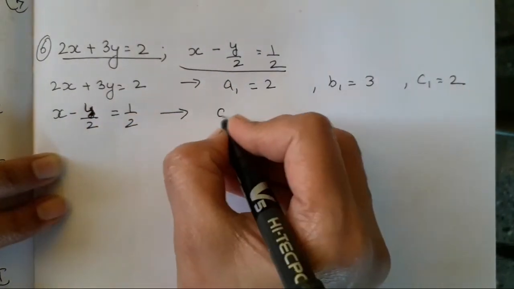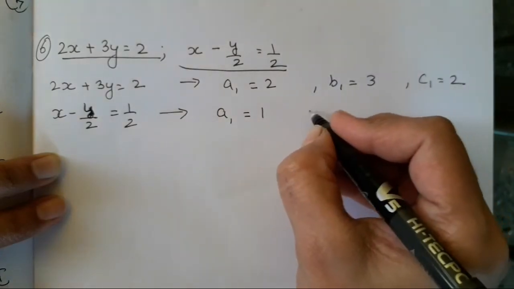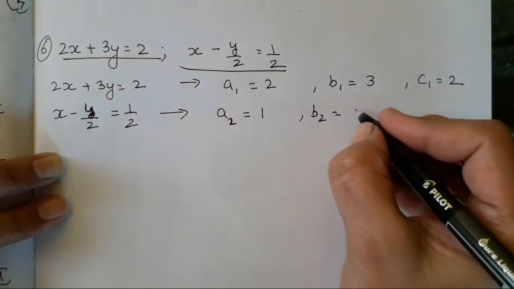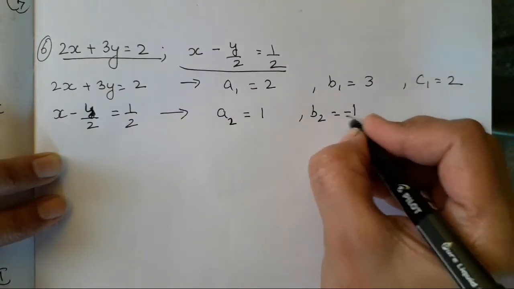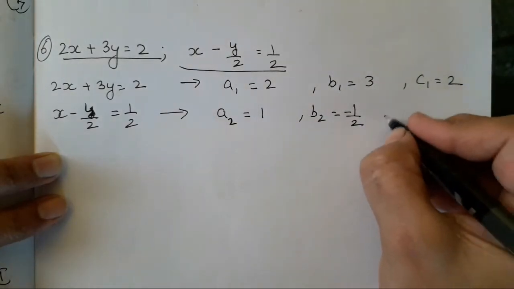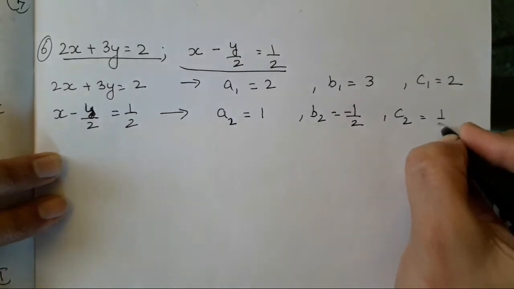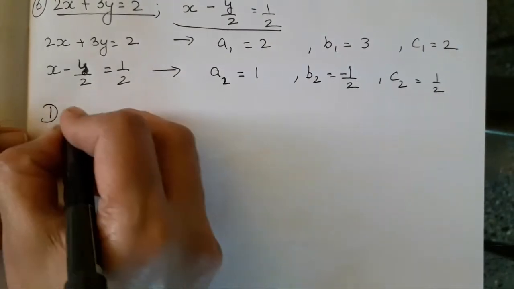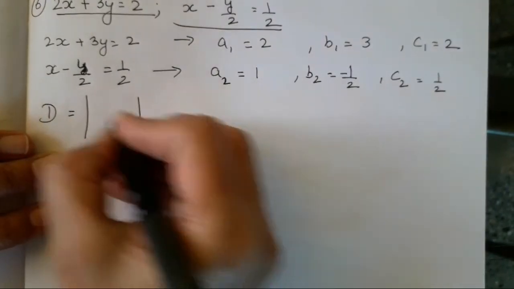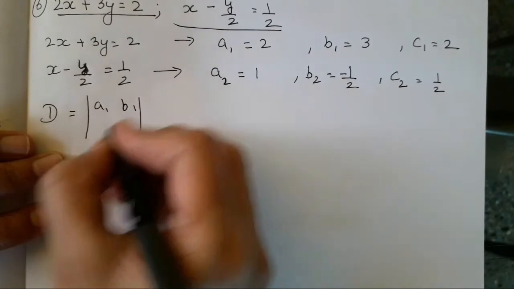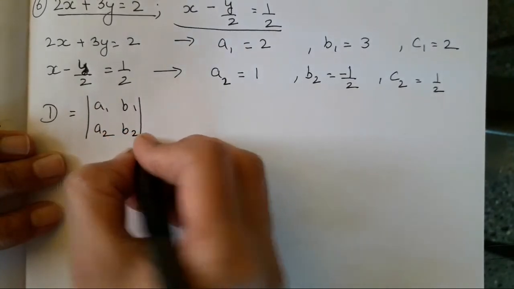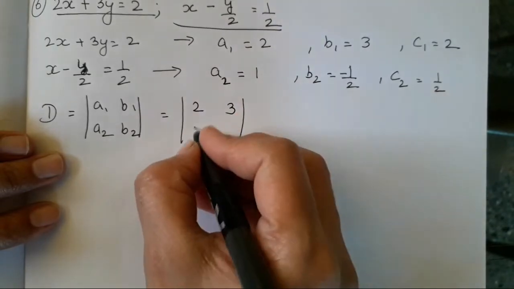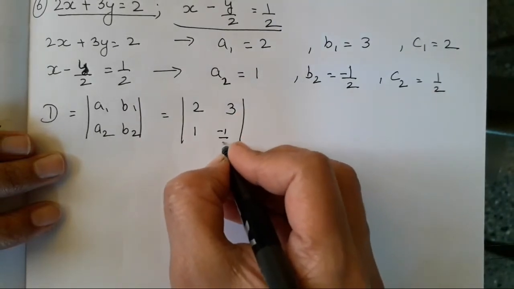Okay, now let's take this equation, that is x minus y upon 2 is equal to 1 upon 2. So your a1 is 1, b2, sorry a2, is 1, b2 is minus 1 upon 2 and c2 is equal to 1 upon 2. Okay, so after writing this again in the form of d, that is a1, b1, a2, b2: 2, 3, 1, minus 1 upon 2.